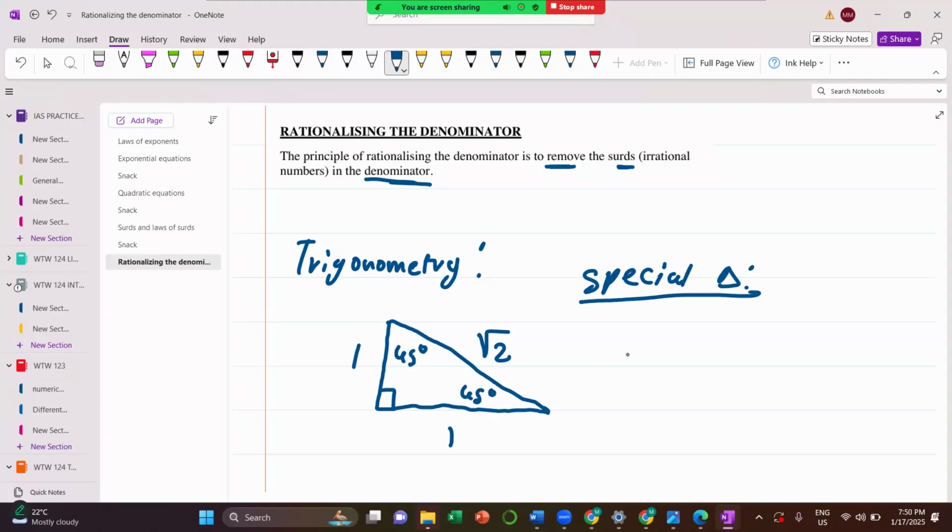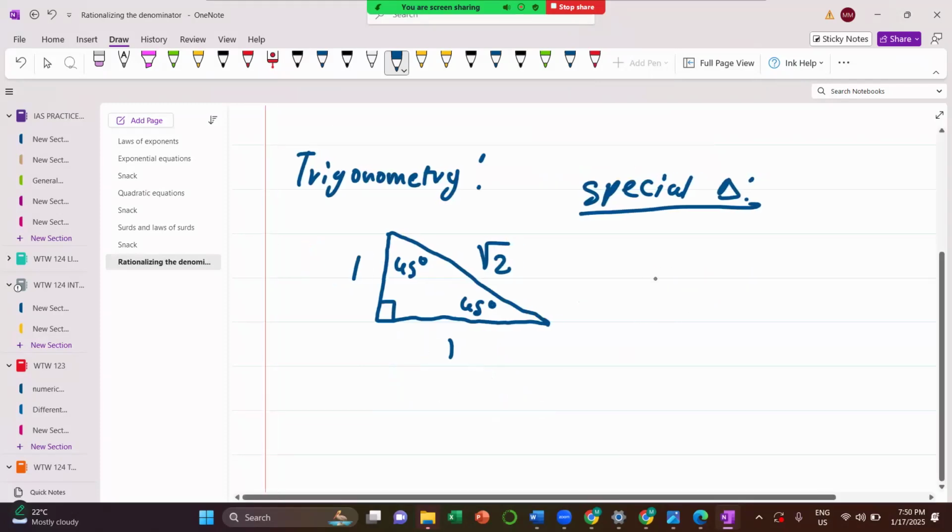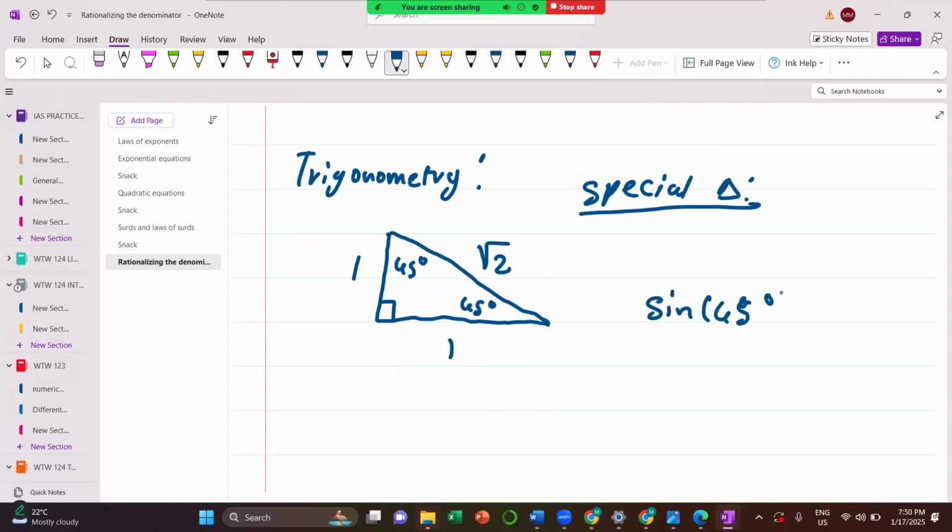Yes, sir. So remember, whenever you wanted, let's say, the sine of 45 degrees. Remember what is sine? Sine is just equal to opposite over hypotenuse. So let's look at what is opposite to 45 degrees. It's a value of 1. So we're going to have 1 over square root of 2, since the hypotenuse is square root of 2. That's what you'd get, right?